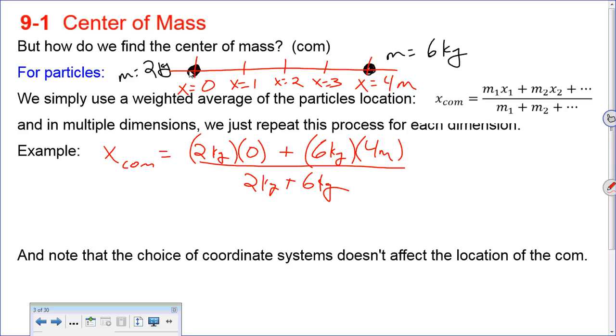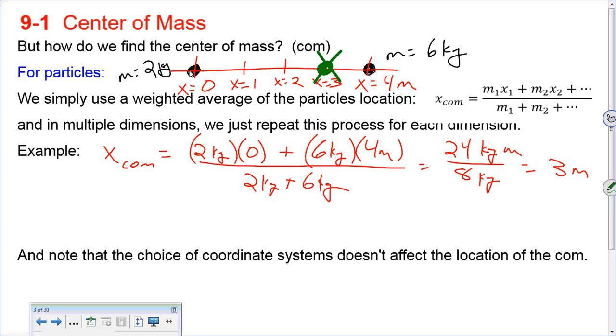So what do we get? Let's see. 2 times 0 is 0, plus we get 24. So you get 24 kilogram meters divided by 8 kilograms, and you get 3 meters. So what that's telling me is that my center of mass is right here.